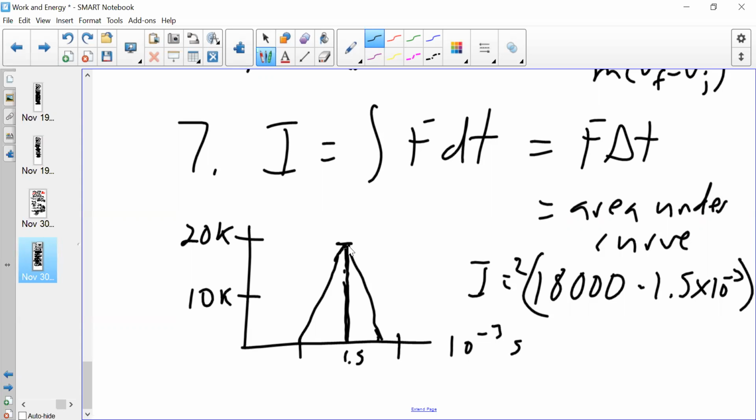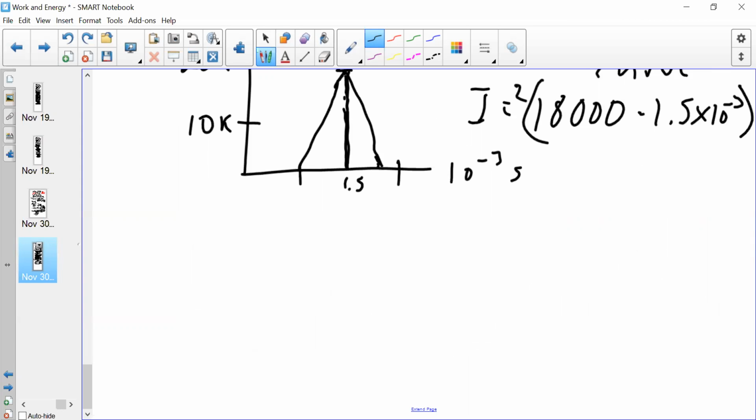So what did you get for that? Check your answers in the back and make sure you got it right. Did you get 13.5 when you did all that? The impulse being 13.5 newton seconds. Let me write this up again. No one got that?